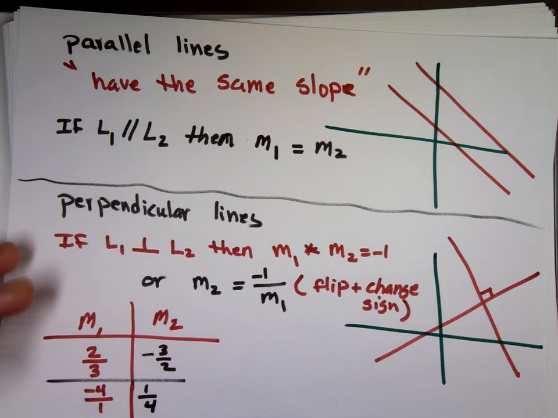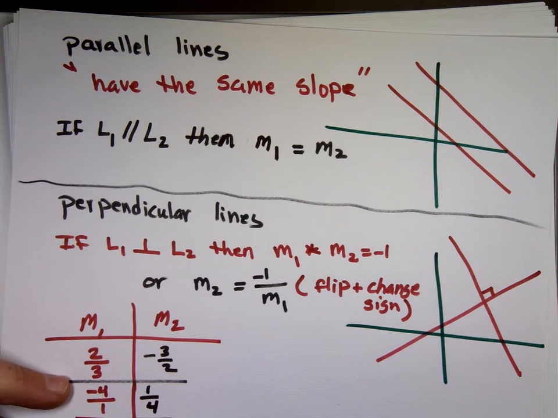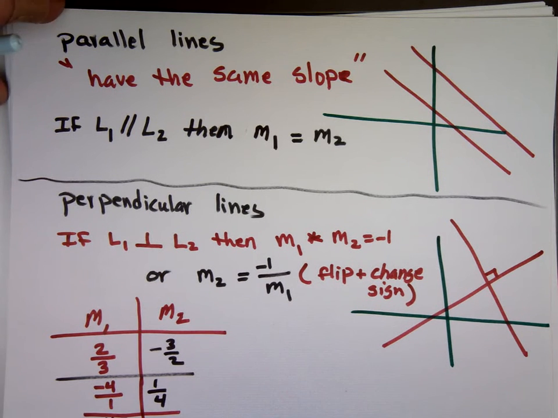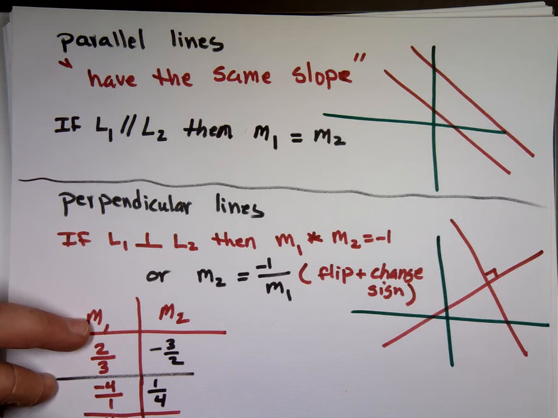If one has a slope of 1/5, what's the slope of the other one? -5. Yep, it's over 1. We just don't put the 1. -5. You flip and change the sign.